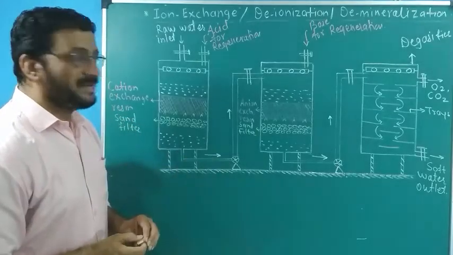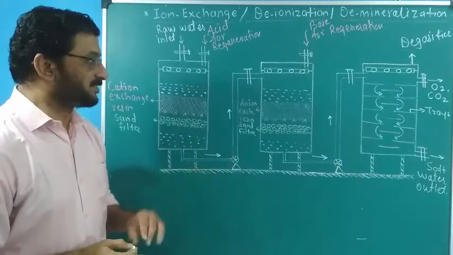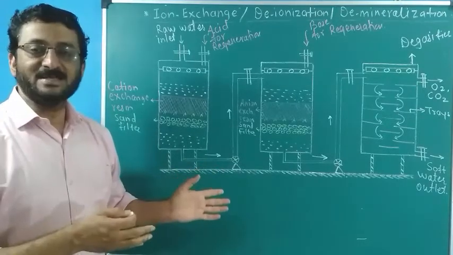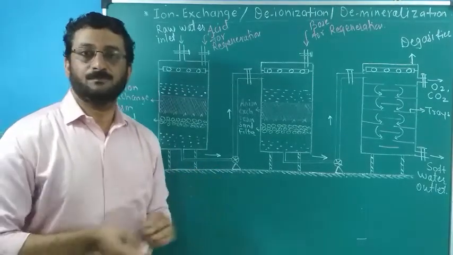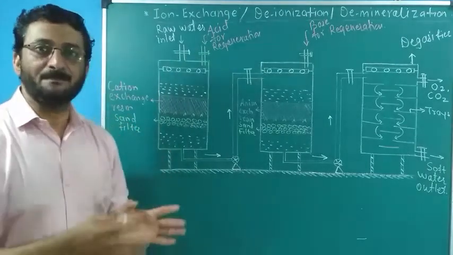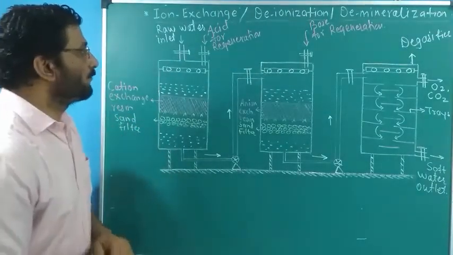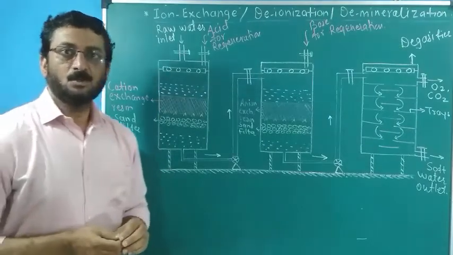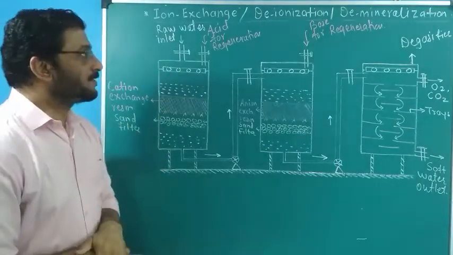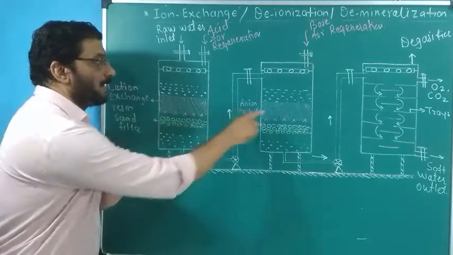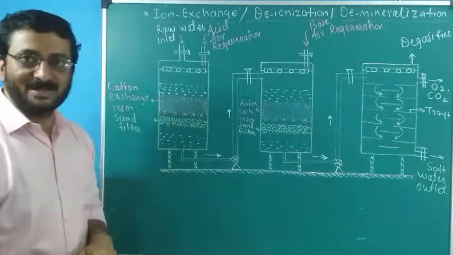The remaining part of the ion exchange process. I am taking this as part B of the ion exchange process as a separate video. We have already seen the process. Two types of resins we are using: one is the cation exchanger, another is the anion exchanger.